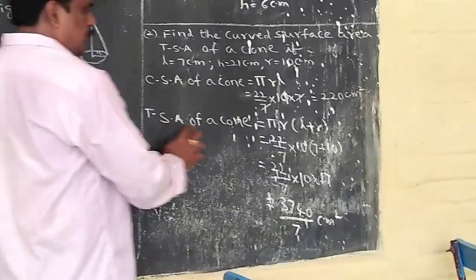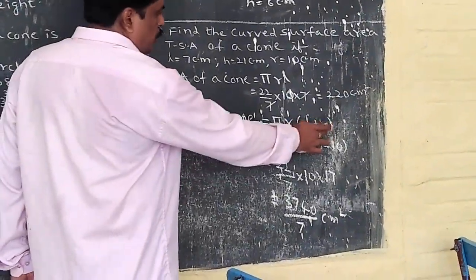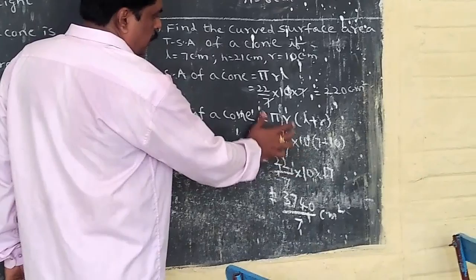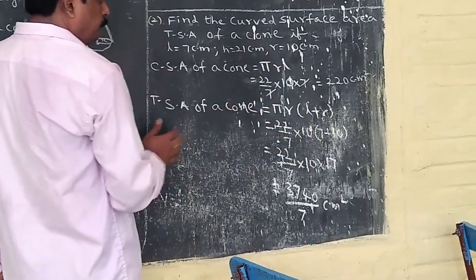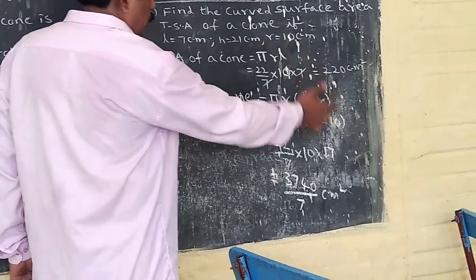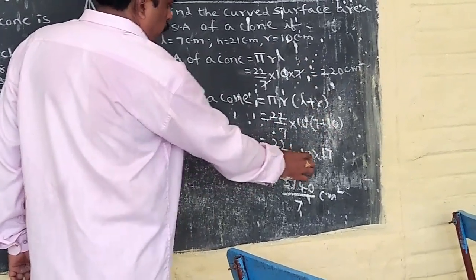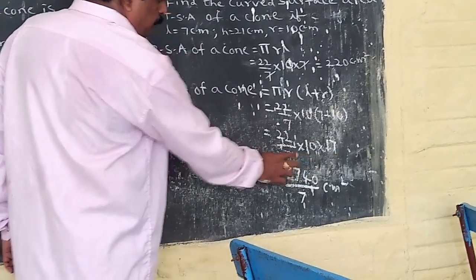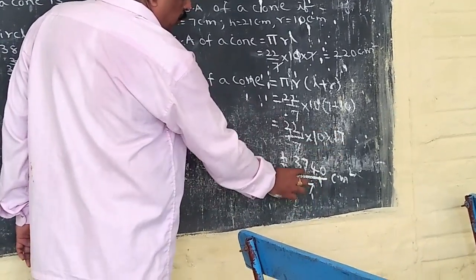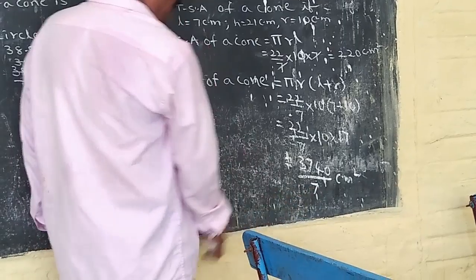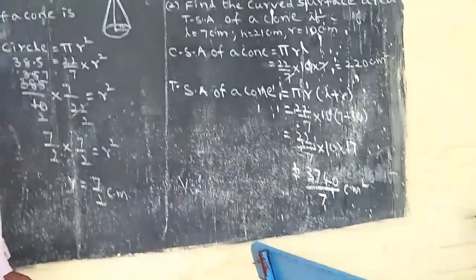Then the total surface area of a cone formula is pi r into L plus R. Pi is 22 by 7 and R value is 10 and L is 7 plus R is 10. 22 into 10 into 7 plus 10 is 17 by 7. 22 10 is 220. 220 into 17 is 3740 by 7 centimeters square.